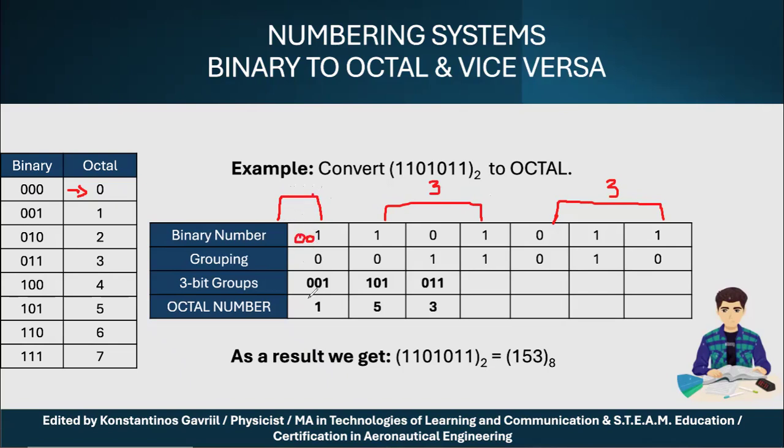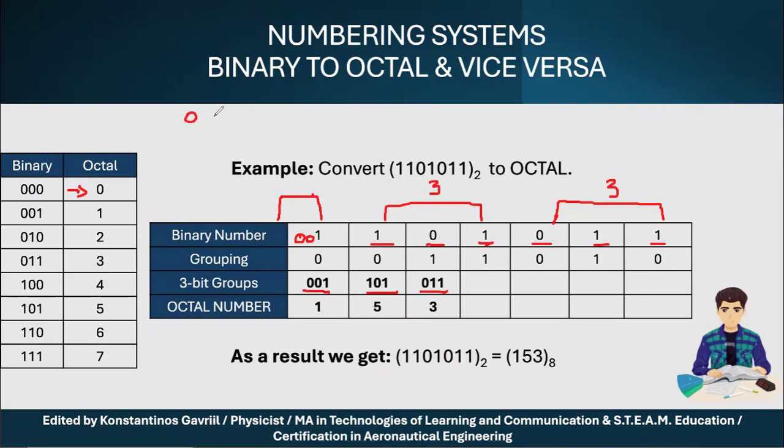So, the first group of numbers will be 0, 0, 1. The second one will be 1, 0, 1. And the third one will be 0, 1, 1. Now we are going to use this table, and we can make it very fast, because when you see 0, 0, 1, you are going to use the binary way.